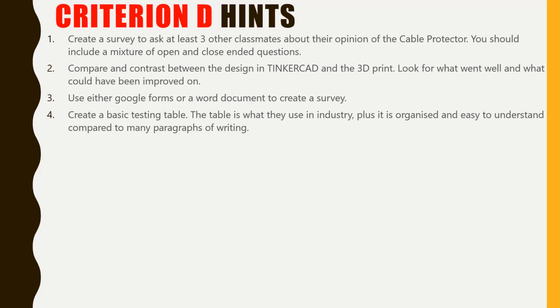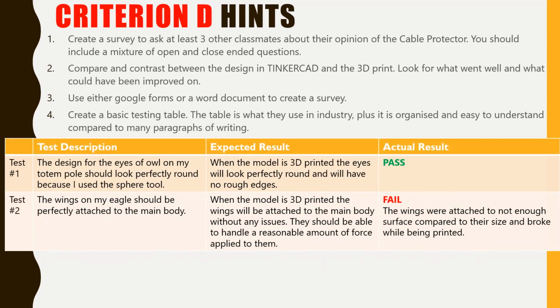When you're creating the basic testing table, the table is what we use in industry, so it's easy to organize and easy to understand. It also makes it easy to read compared to reading a whole heap of paragraphs of writing. So what happens is you have the test description here, describing what's going to happen, the expected result, what you want to occur, and then the actual result. So if it passes, it means that it matched that expected result. If it fails, it means it didn't quite get there, but then you describe what didn't go so well.